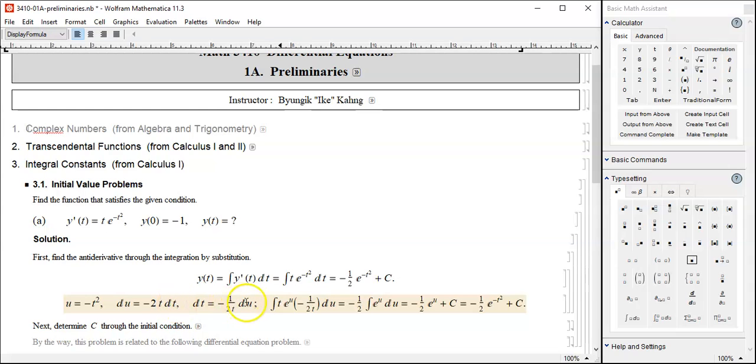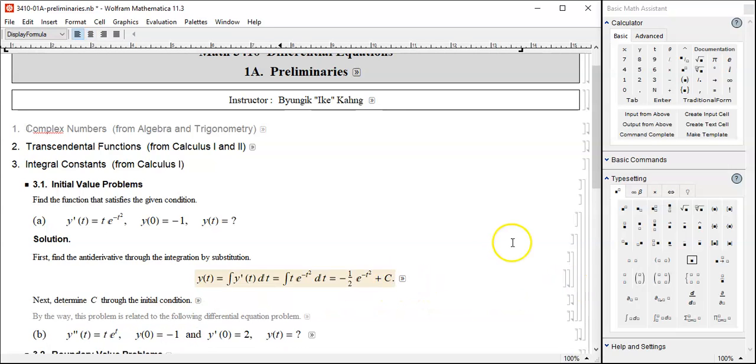Take the derivative and solve for dt, and then substitute these back in. E to the negative t squared is e to the u power. Dt is negative 1 over 2t du. And then this t and that t cancel out. And what do we have? We have a u integral. Calculate the u integral and then substitute negative t squared back in, and that's what we have over here. Okay, that was a quick review on Calculus 1.